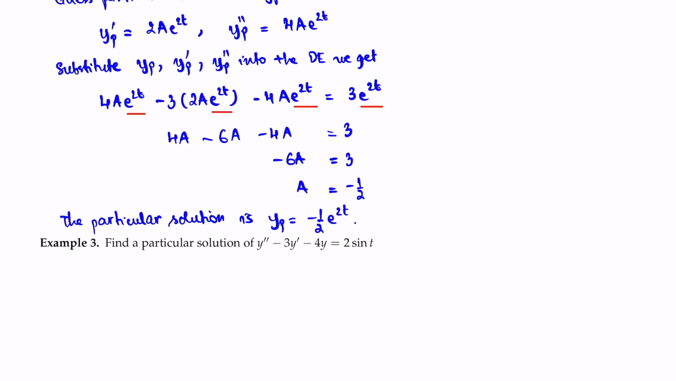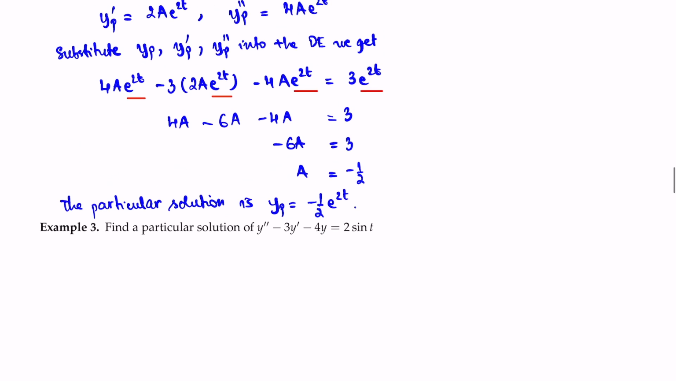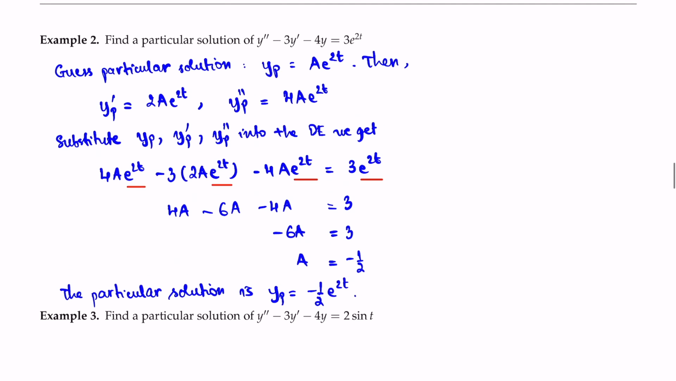Again, the naming convention here is the particular solution, which is different from the particular solution where you need to use initial conditions to find the value of the constant. Even though they use the same name, they have a different approach and a different meaning in different contexts. Now that's one example when the forcing term is an exponential function.